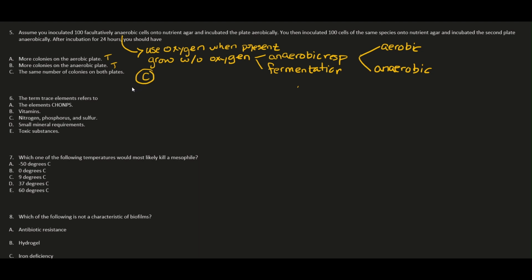6. The term trace elements refers to A. the elements CHONPS, B. vitamins, C. nitrogen, phosphorus, and sulfur, D. small mineral requirements, and E. toxic substance. In order to answer this question, you need to know what trace elements are.